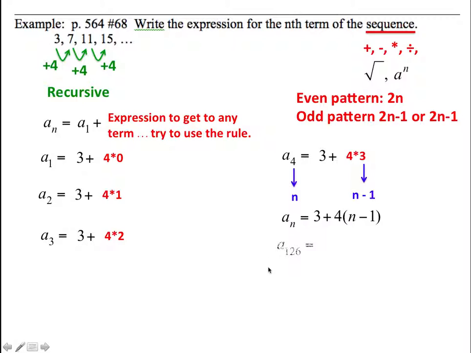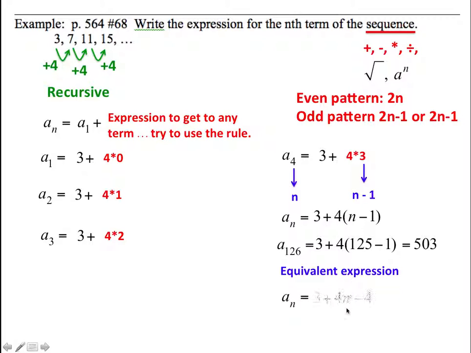So in other words, if I want the 126th term, instead of adding 4 125 times, I can just mathematically use an expression 3 plus 4 times 126 minus 1, that's a typo right there, and that is 503. We can also simplify this expression up here to get an equivalent expression. So if I go ahead and distribute the 4, we get 3 plus 4n minus 4. Then I can combine my 3 and my negative 4, and I can get 4n minus 1.